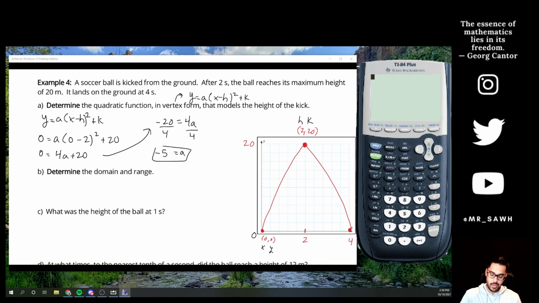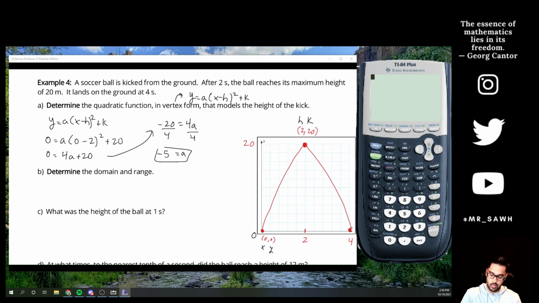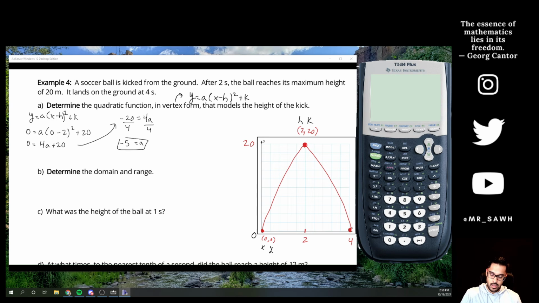So in terms of that vertex form, I know what my quadratic function is now because I found that a value. Right? So therefore, y equals minus 5 times (x minus 2) squared plus 20. And I know that's what my equation is going to be based on what I found before. And I know it's negative because it opens downward, so that's really good that we found a negative, because those things have to match.